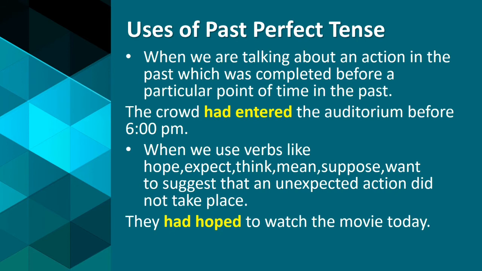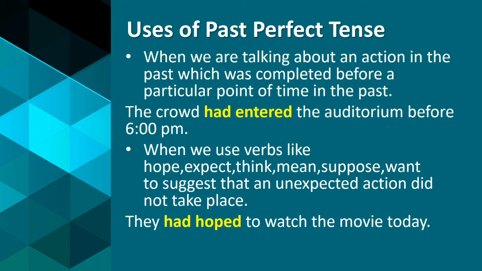Now coming to the uses of past perfect tense. When we are talking about an action in the past which was completed before a particular point of time in the past. Example, the crowd had entered the auditorium before 6 p.m. So we have a time reference given before which the crowd had already entered the auditorium.